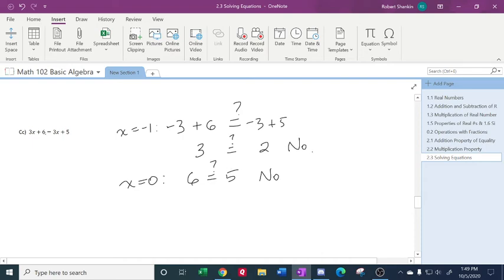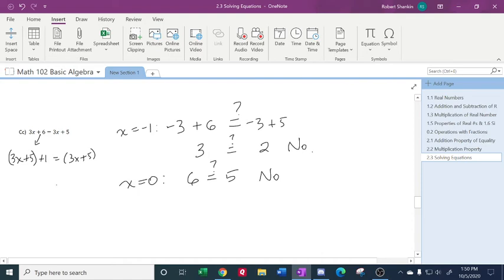Because these two are almost identical, let me just show you. This side could be written as 3x plus 5, plus 1. Notice no matter what number you put in for x, this parenthesis and this parenthesis will give you exactly the same value. But this side has a plus 1 in it and this side doesn't. So this side is always going to be 1 bigger than this side.